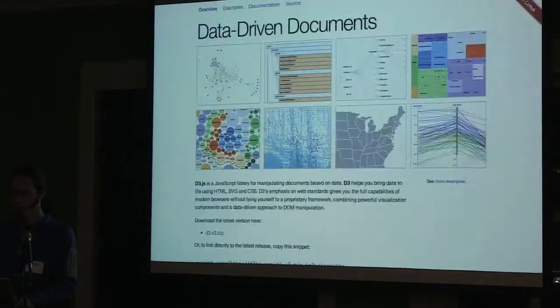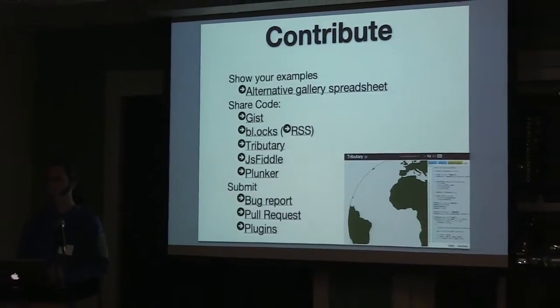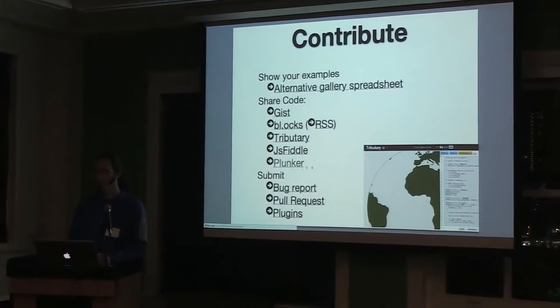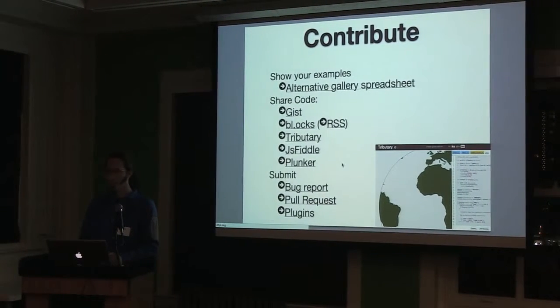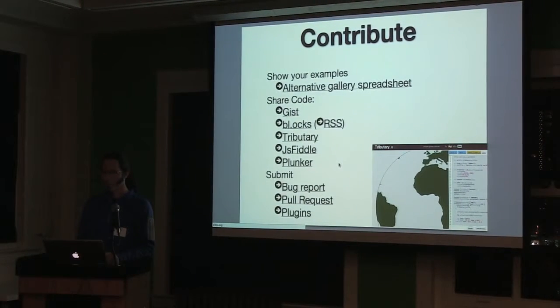Another tool that I like to share code and to work is Plunker. Plunker is a bit like Tributary, but maybe more basic, with an interesting feature where you can collaborate. So multiple people can work on the same code. So you have live preview, and you have also collaborative work.